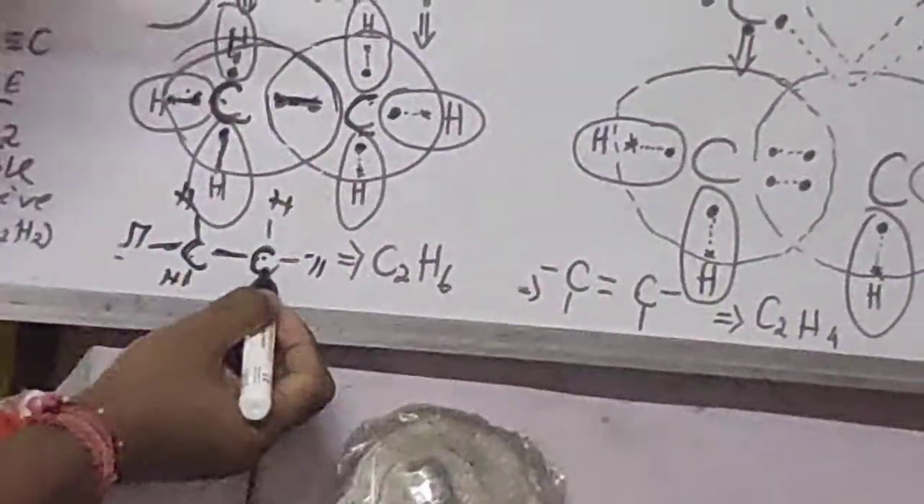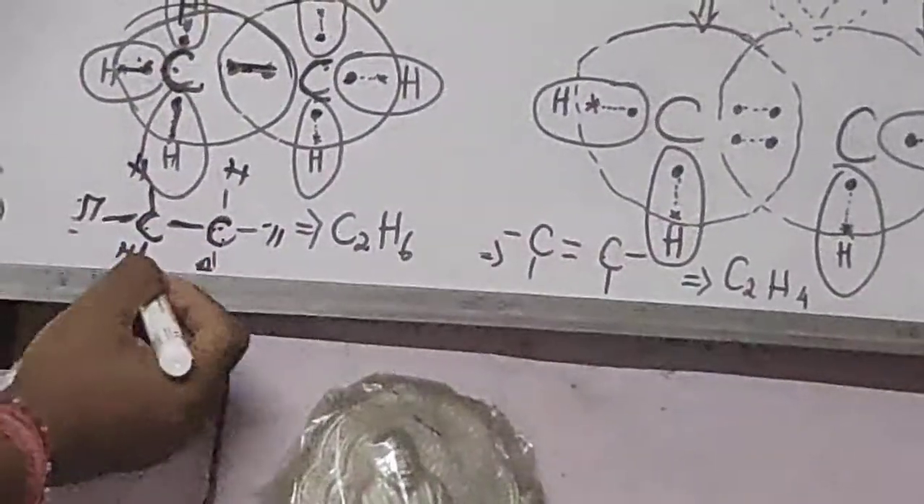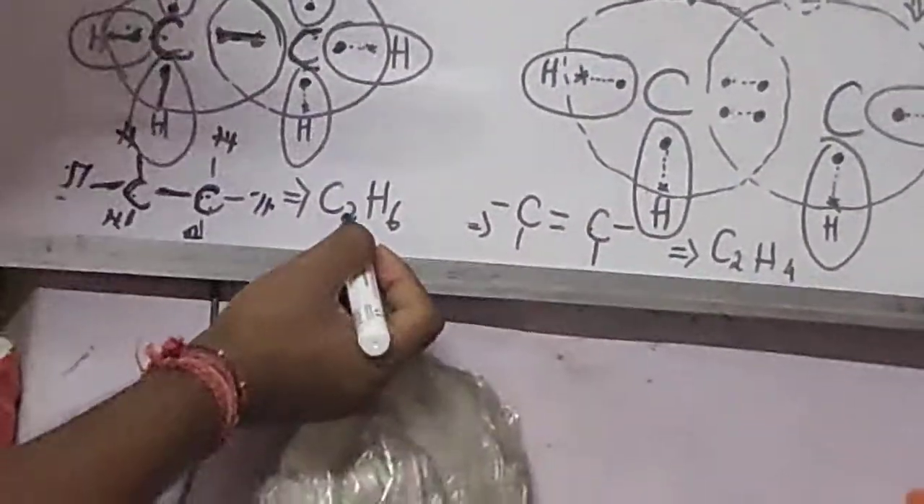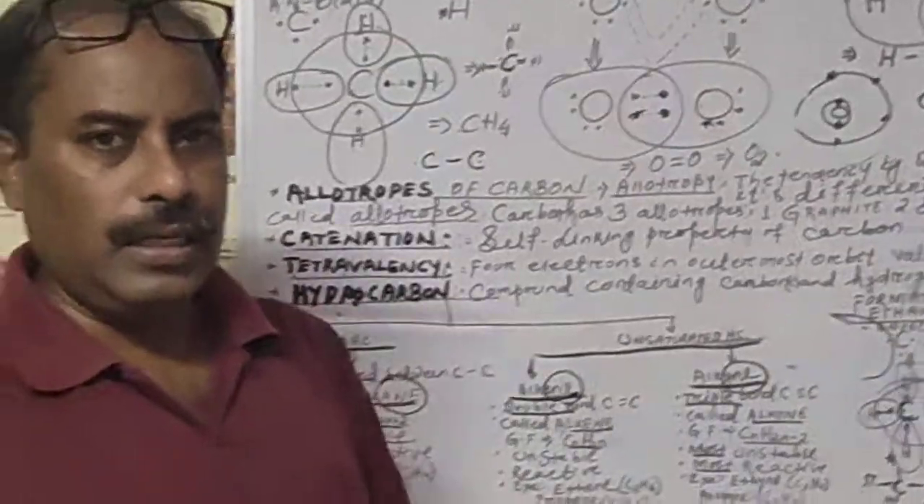So now finally we have to write what? How many C are there? 2 C are there. How many hydrogen are there? 1, 2, 3, 4, 5, 6. So C2H6 is formed. That is called ethane. Similarly, we will go to the alkene, that is ethene, with a double bond.